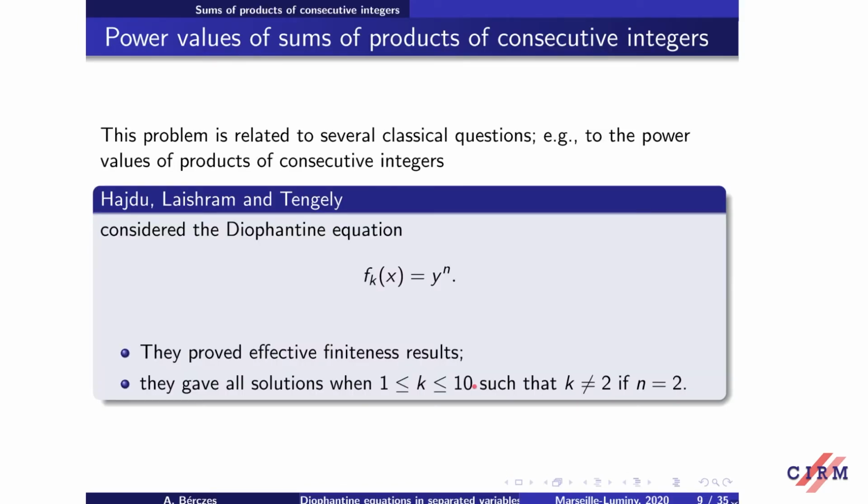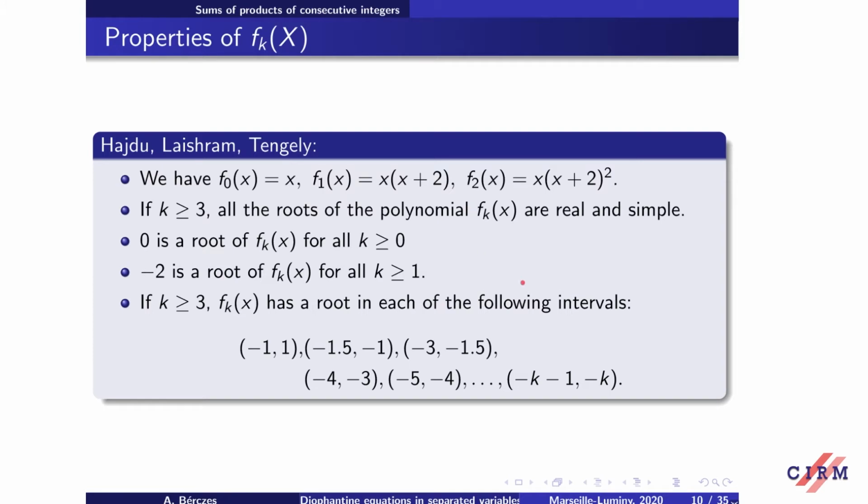These polynomials first were introduced, as far as I know, by Hajdu, Laishram, and Tengely, who considered the Diophantine equation fk of x equals y to the n, and they proved an effective finiteness result for that. They even solved completely the equation when 1 is smaller or equal to k, smaller or equal to n. And to do so, they needed a few more involved properties of these polynomials.